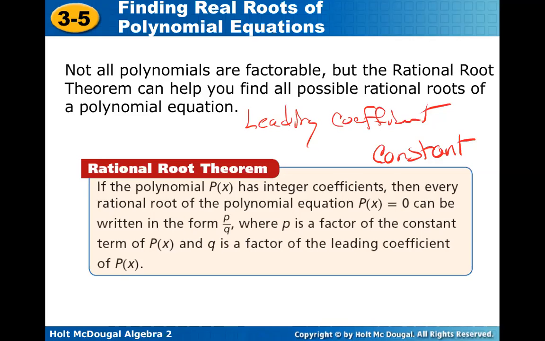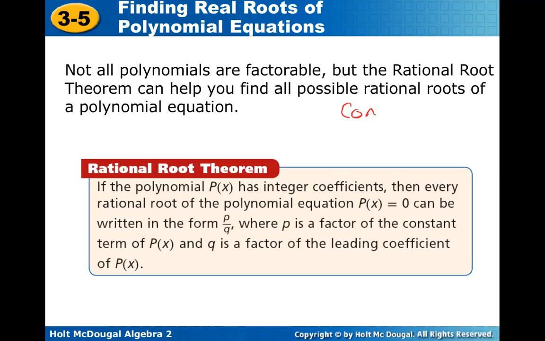All right, so basically I'm going to write it the other way around. We're going to be looking at factors of our constant, they call those p, over the factors of the leading coefficient. This will make more sense once we look at an example. Maybe it doesn't make a whole lot of sense right now.